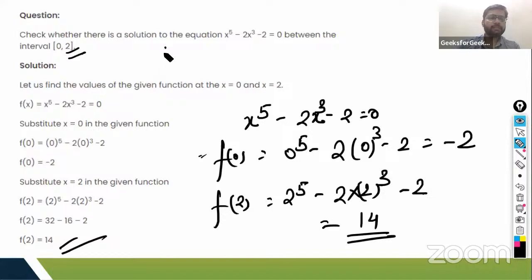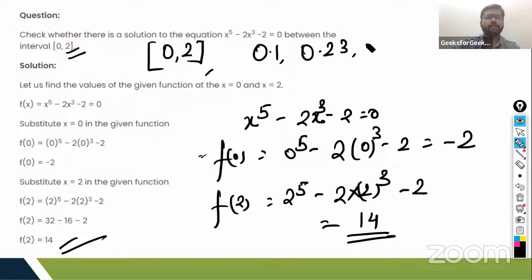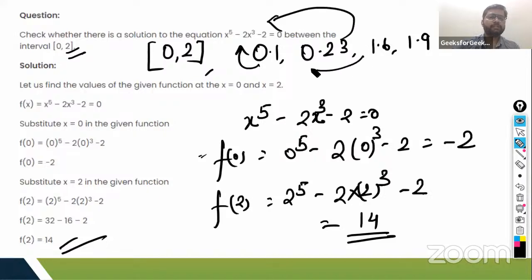आप जरा ध्यान देना. 0 and 2 we have taken. Okay. In general, 0 to 0.1, 0.23, 1.6, 1.9, 1.997. If you're putting all these values now, they will definitely give you a certain answer. Okay, any integer definitely will come. Do you agree with me?